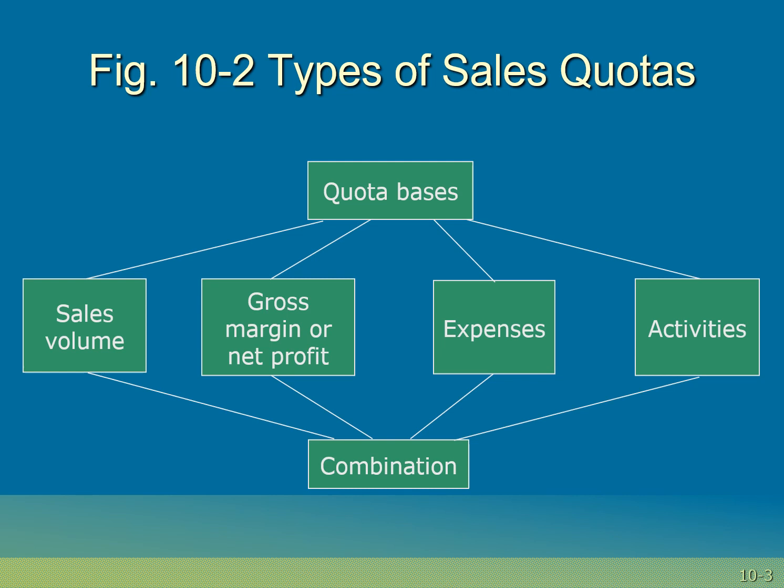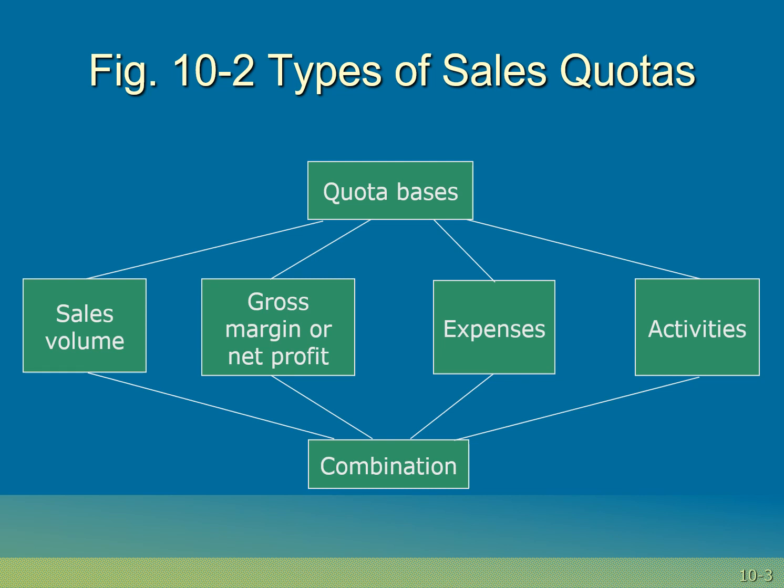Your quota base could be the gross margin or net profit. If you don't remember what the gross margin is or how it is calculated, now is a good time to go back and look at your accounting book and make sure you understand that. Gross margin or net profit of a company or unit. Your sales quota can also be based on the expenses incurred.